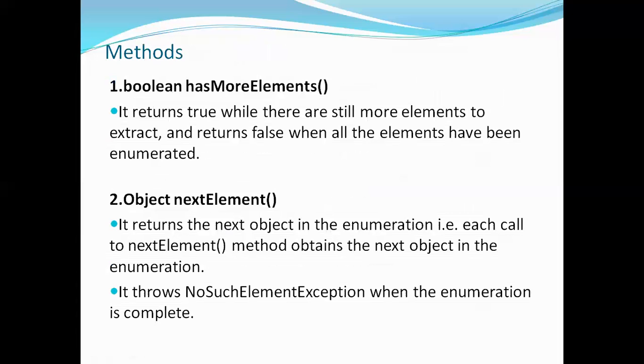Now let's see what methods you have in Enumeration. We have already discussed them, but we are going through them again. It has two methods: hasMoreElements and nextElement. hasMoreElements is of boolean type. It will check whether there are still more elements to print or not.